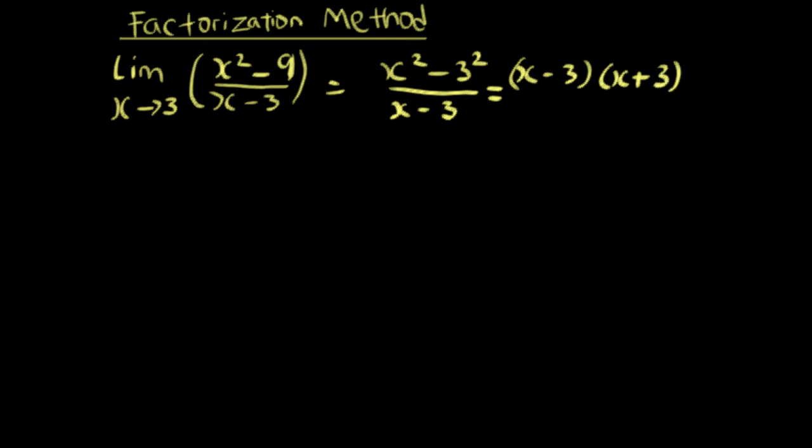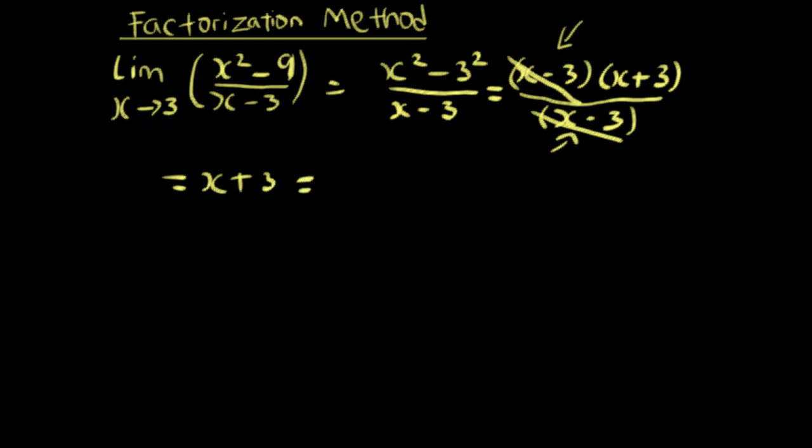This is how you can open up the bracket when you have two squares with a minus sign between them. So this will be x minus 3 and x plus 3 all over x minus 3. Notice now that this bracket is the same as the one at the denominator, so they cancel out. You are left with x plus 3, and since we are told that x is approaching 3, it's going to give us 3 plus 3, which is 6.